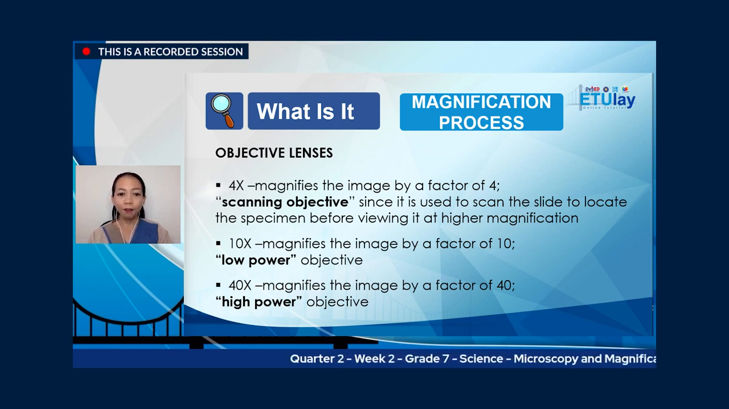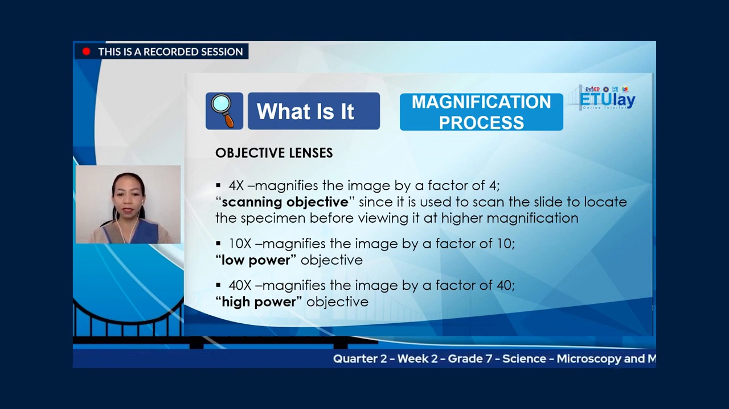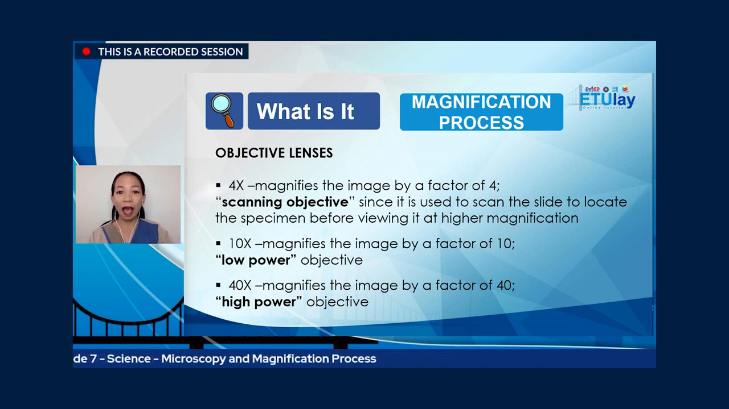We also have 10 times. This magnifies the image by a factor of 10. This is also called the LPO, or low power objective. And we have 40 times, which magnifies the image by a factor of 40. This is also called the HPO, or the high power objective.